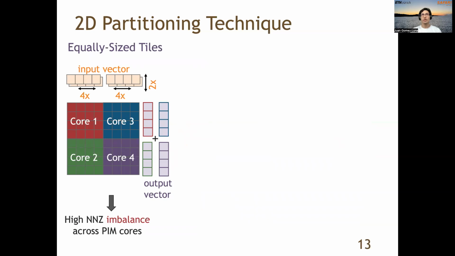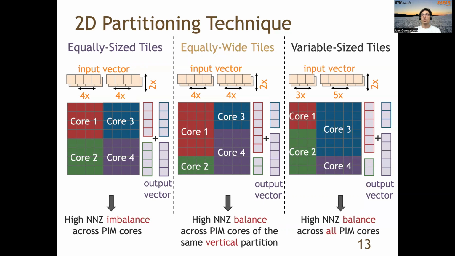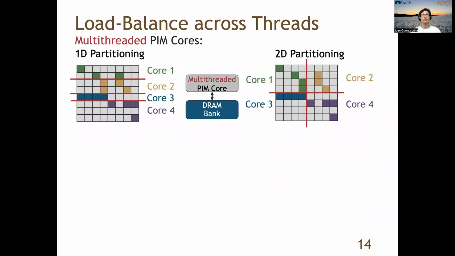In 2D partitioning techniques, there are different ways of doing 2D partitioning. For example, we can use equally sized tiles. In this case, there might be high non-zero imbalance across PIM cores. Or we can use equally wide tiles. In this case, there is high non-zero balance across PIM cores in the same vertical partition, but there might not be non-zero element balance in different vertical partitions. And finally, we have the variable size tiles. In this case, there is high non-zero element balance across all PIM cores.